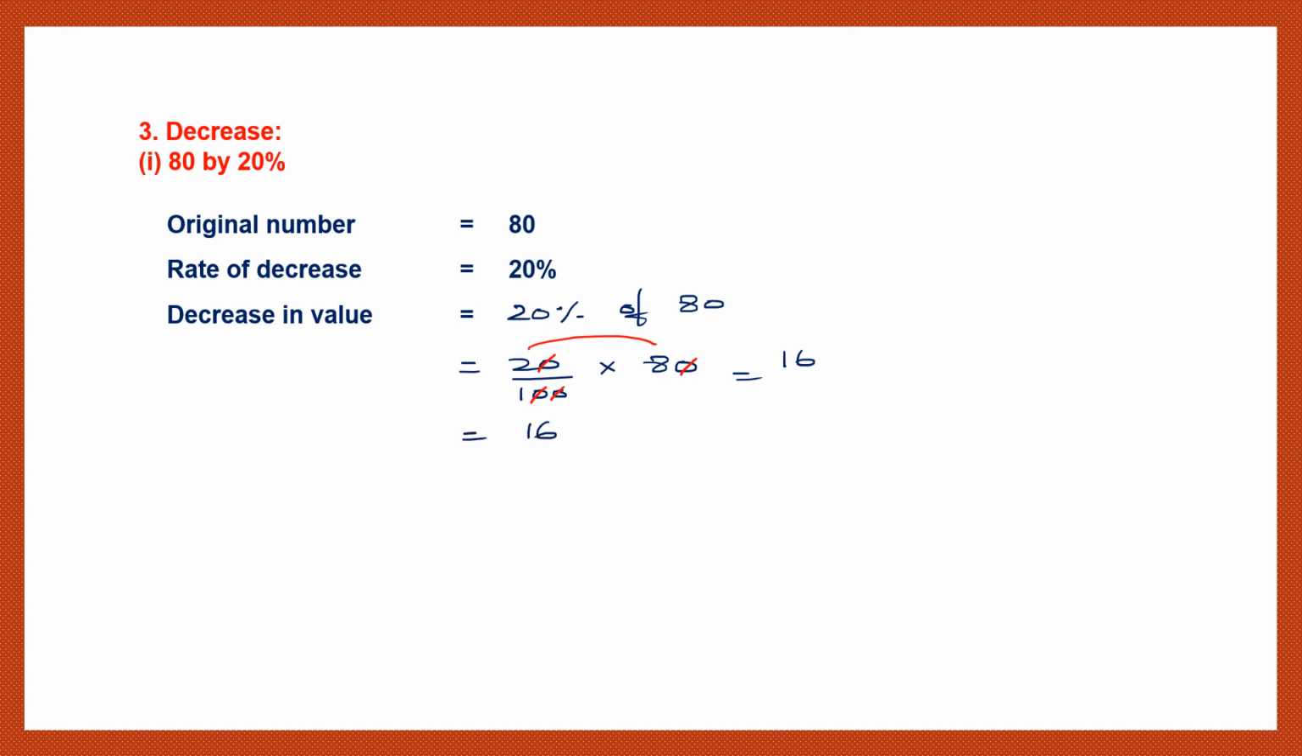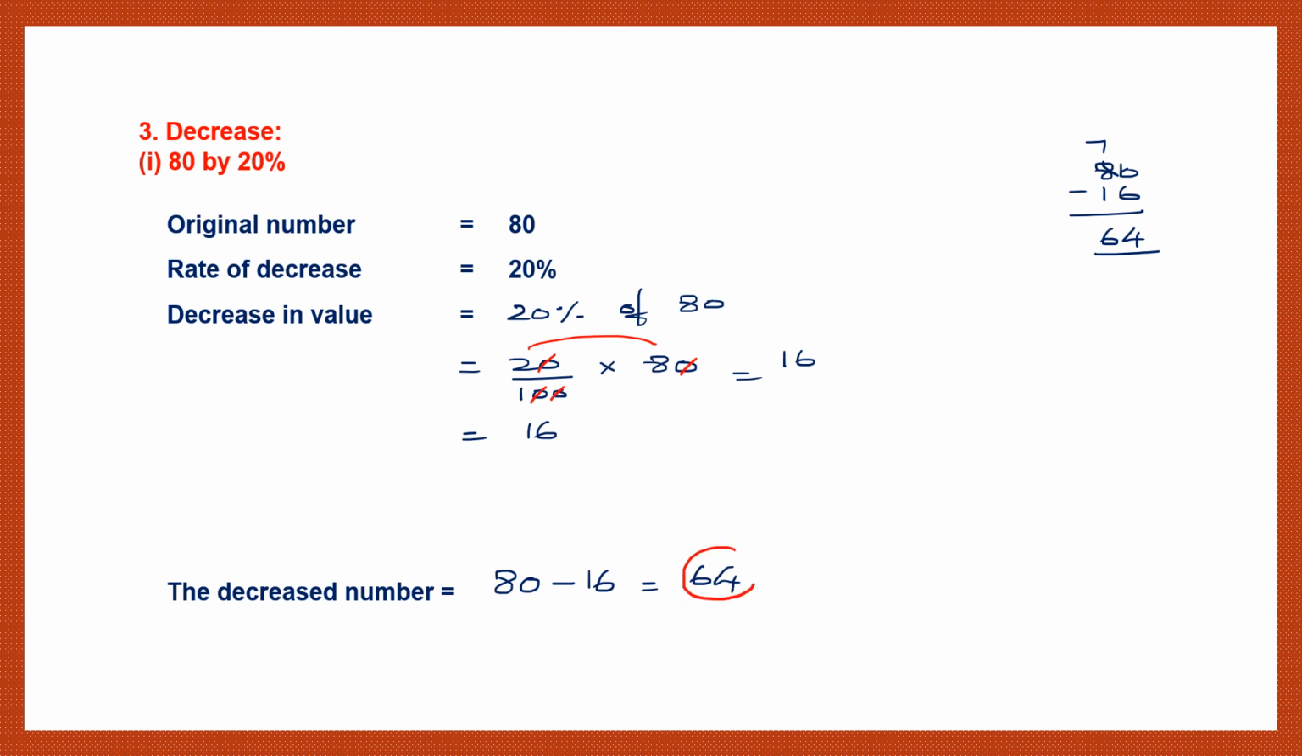So to find the decreased number, all I have to do is take the original number, which is 80. This time instead of adding it's subtracting because it says decrease. So let's subtract 80 minus 16. So this is 7, 10, 10 minus 6 is 4, 7 minus 1 is 6. So what is our decreased number? The decreased number is 64.